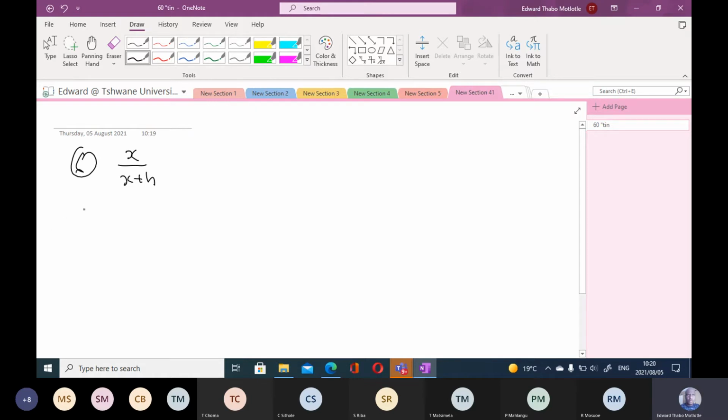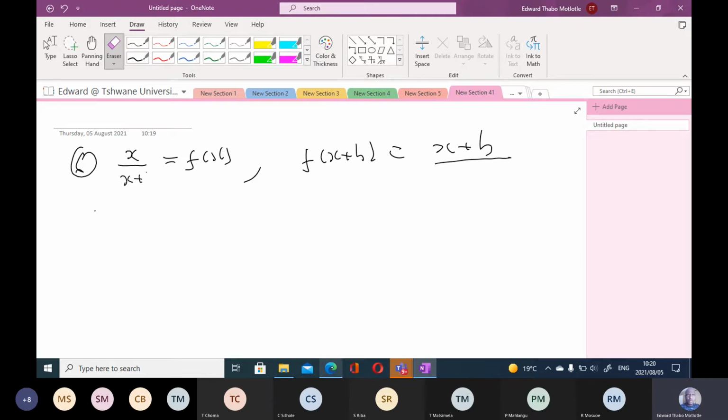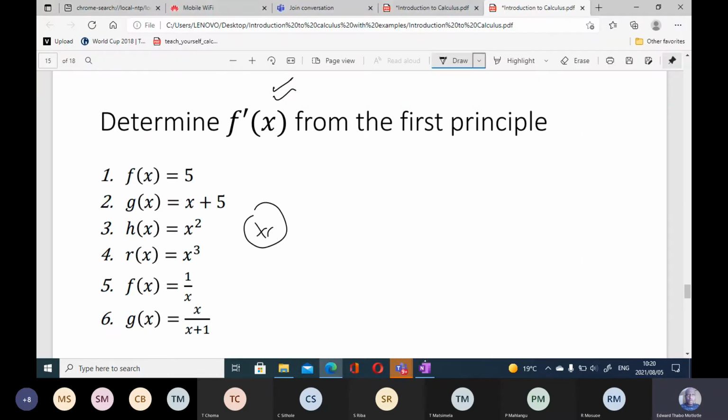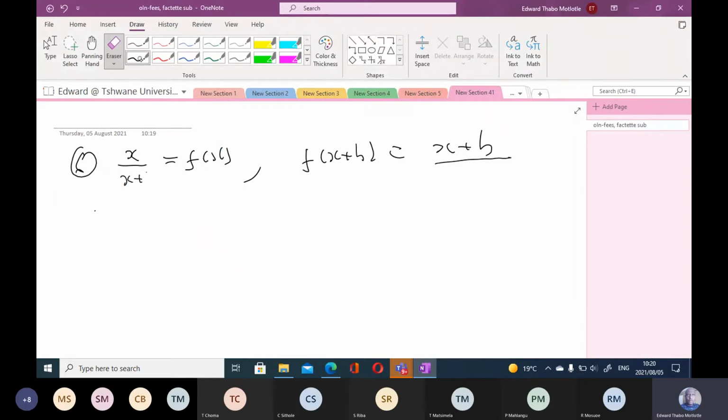I'm thinking on how to approach it. So this is equal to f(x), and I just need to determine f(x plus h). So this will be x plus h over, there's something wrong. That's why I was thinking, is this x plus h or what? Let me see. x plus 1. So this one, the third one is okay. So this will be x plus h plus 1.